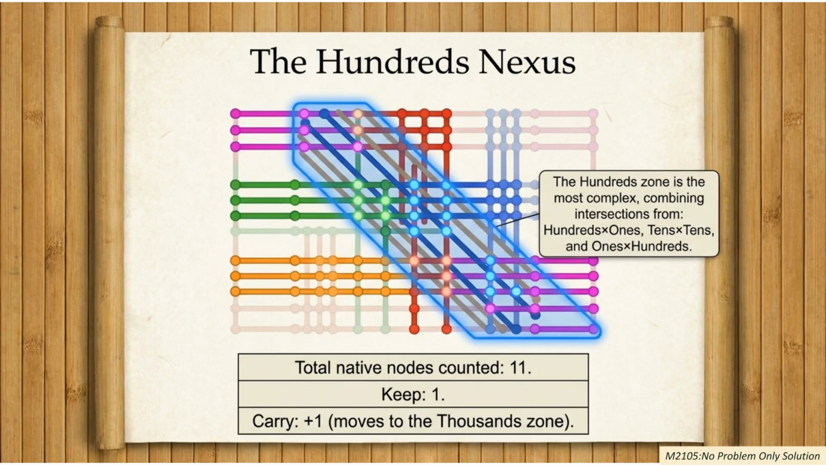The hundreds nexus is the most complex zone. It combines multiple types of intersections, requiring us to count the native nodes and carry the excess to the 1000 zone.